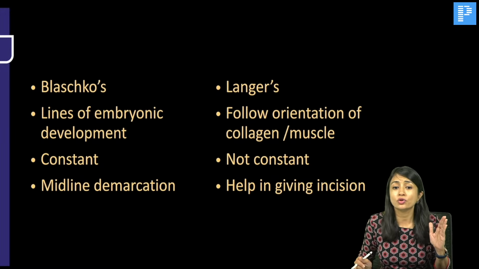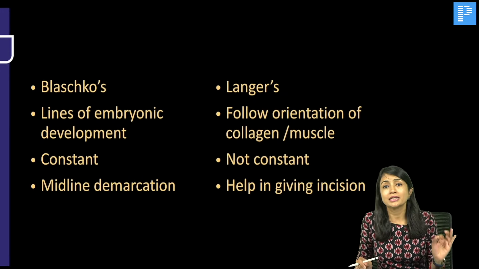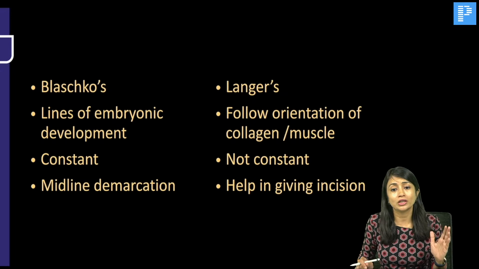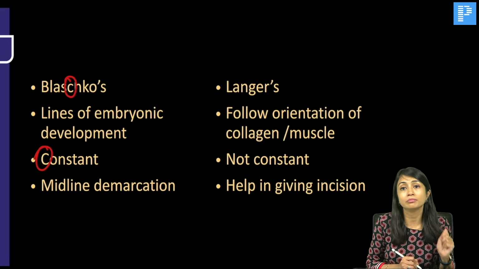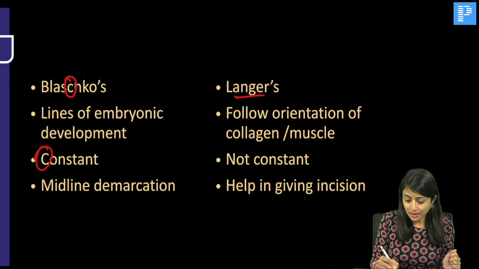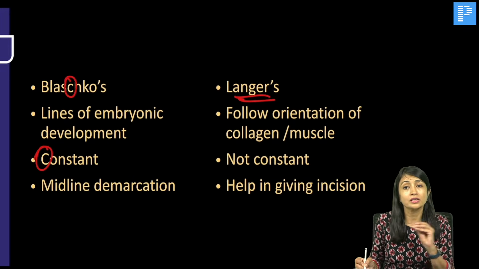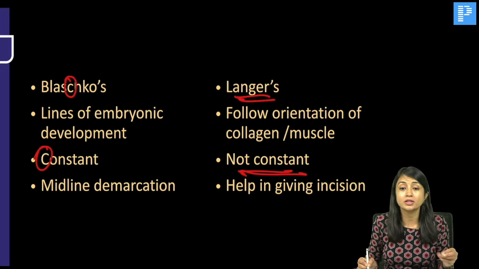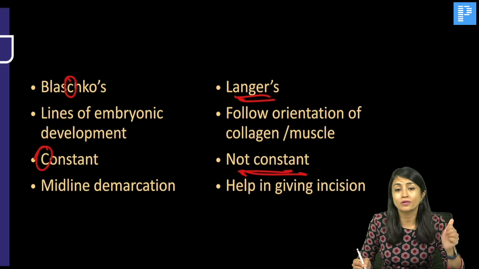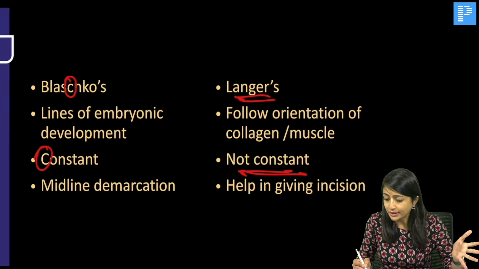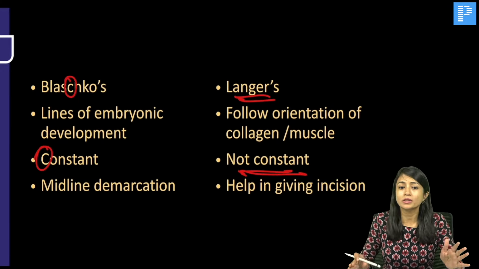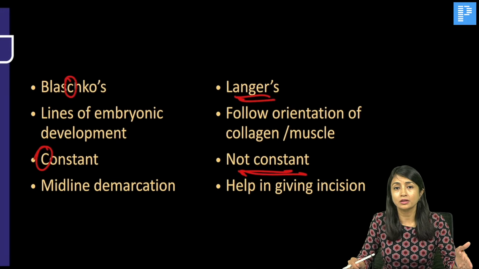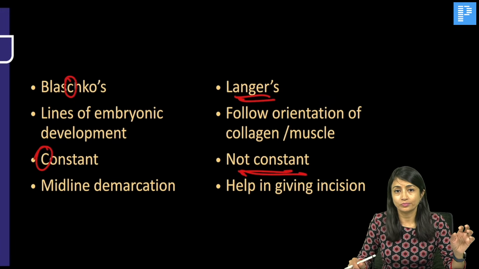Blaschko's lines are lines of embryonic development, whereas Langer's lines follow orientation of collagen and muscle bundle. Blaschko's has C, so it is constant, and it shows clear midline demarcation, whereas Langer's has anger. Anger is not constant, and this line is important to give surgical incisions. Is that clear? Now, is the speed fine? Because then I can cover more, but if you feel that the speed is too much, I will slow down.